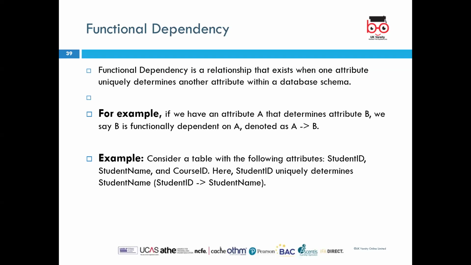By definition, functional dependency is a relationship that exists when one attribute uniquely determines another attribute within our database schema. So for example, if we have attribute A that determines attribute B, we say B is functionally dependent on A, denoted as A → B.